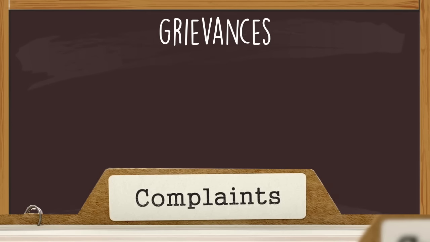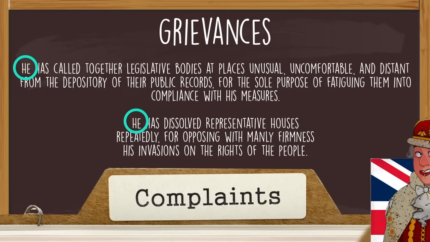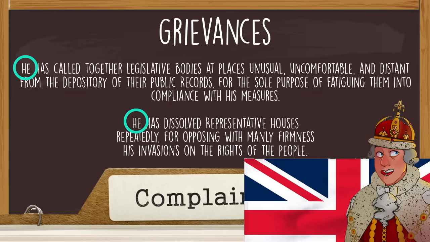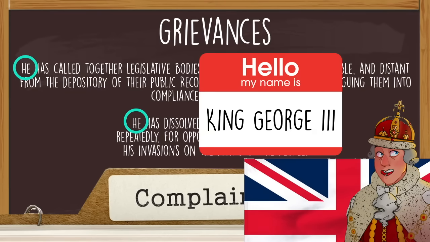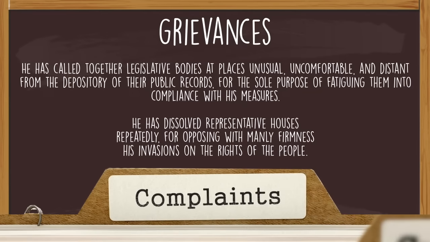Now, as we go through this list, one thing's going to jump out at you right away, and that is it starts a lot with "He." He has called, he has dissolved, and that "he" is referring to King George III. A lot of these are blaming the king for what's happening in the colonies. Now, we don't need to know every single complaint, but we will read through one or two so that you can see what it looks like on your test.